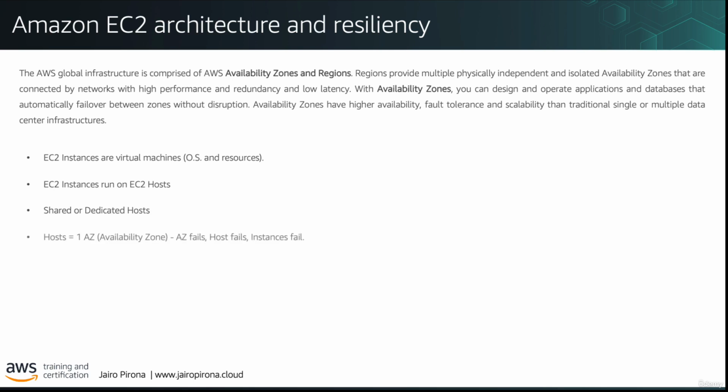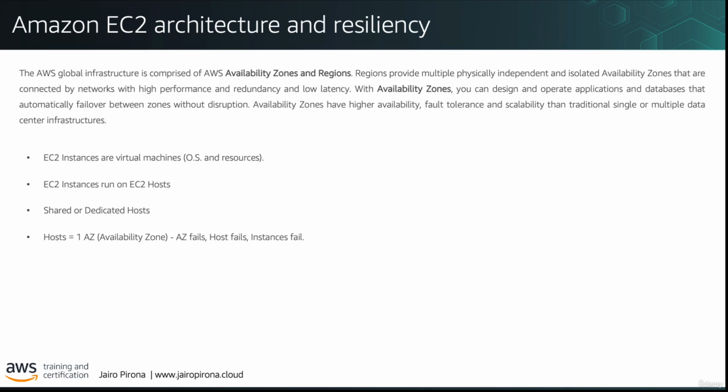Now, EC2 is an availability zone resilience service. The reason for this is that the hosts themselves run within a single availability zone. So, if that availability zone fails, the hosts within that availability zone could fail, and any instance running on any host that fails will fail. Therefore, as a solution architect, you must assume that if an AZ or availability zone fails, at least some and probably all instances running within that availability zone will also fail or be greatly affected.